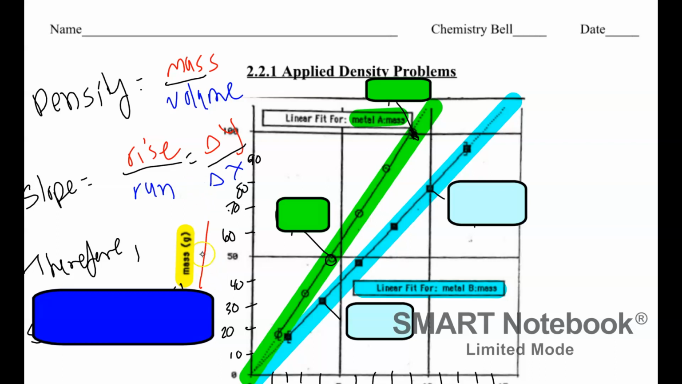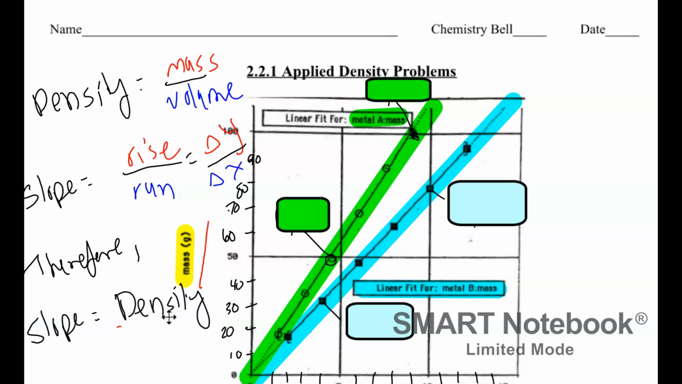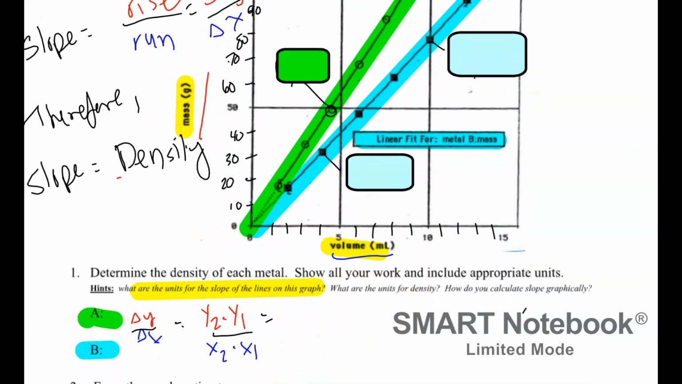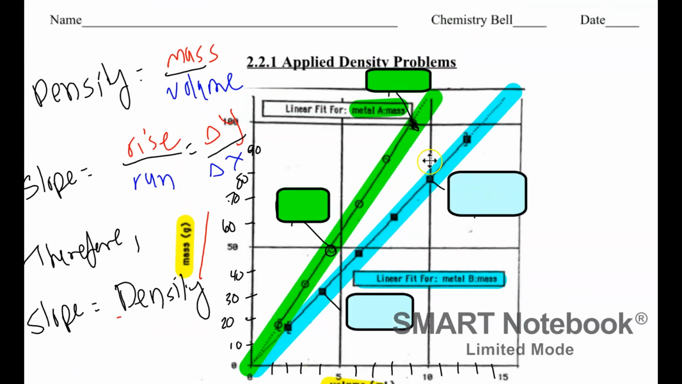What are the units on my y-axis? Mass. What are the units on my x-axis? Volume. So therefore, on this graph, the slope is the density. So the slope of these two lines is density. Okay. It says determine the density of each metal. So we have two metals. We have metal A and we have metal B.